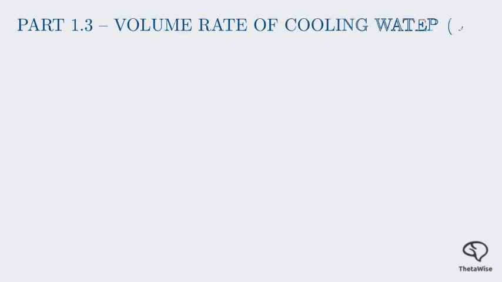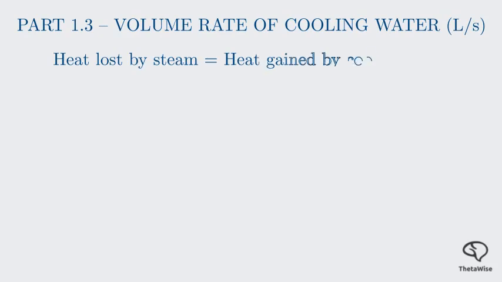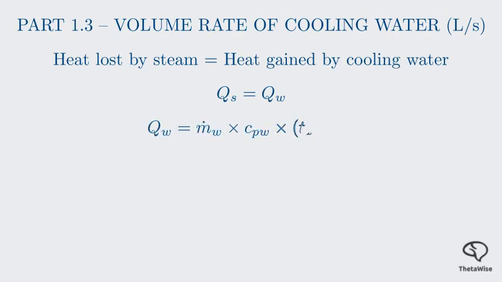Now let's determine the volume rate of the cooling water required in liters per second. The fundamental principle here is that the heat lost by the steam is equal to the heat gained by the cooling water. The heat gained by the cooling water, Q sub W, is calculated using its mass flow rate, specific heat capacity, and temperature change.